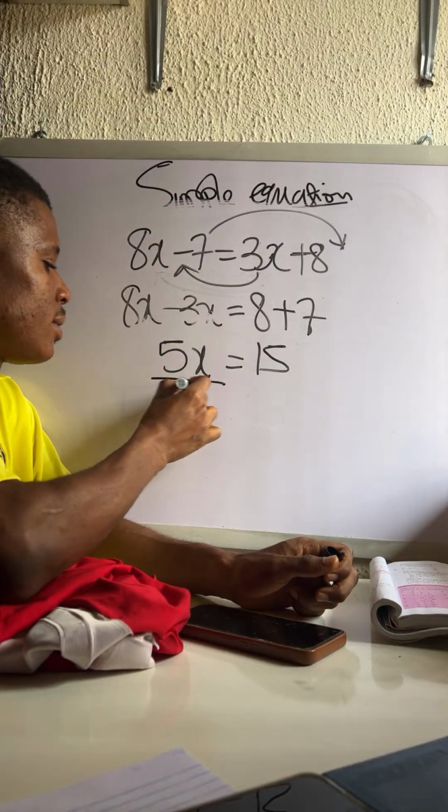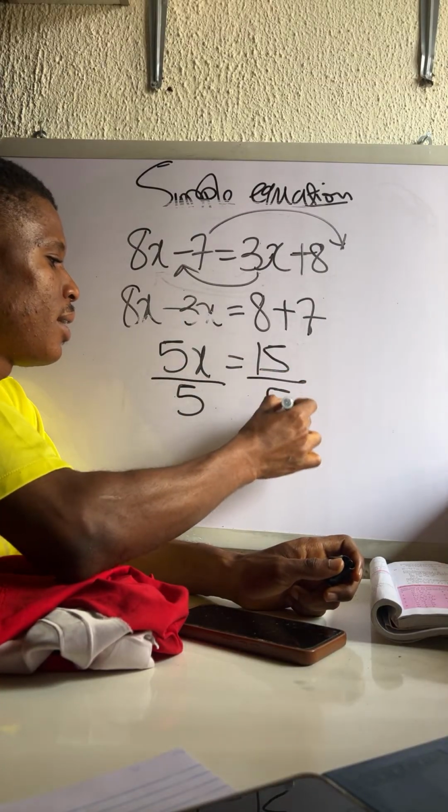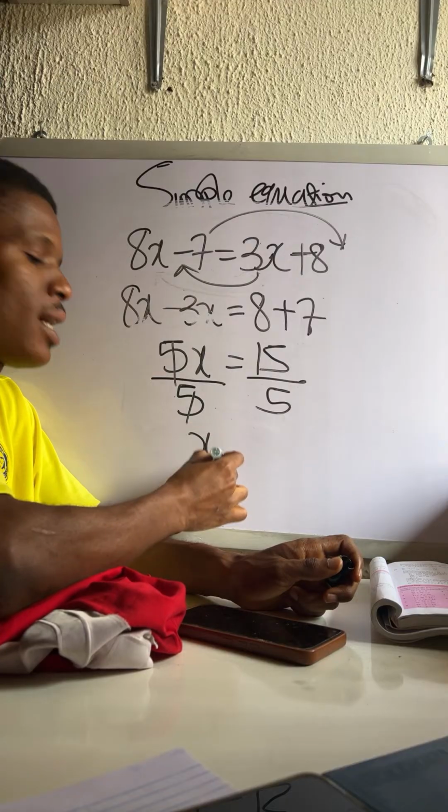Then to get x, we divide by 5 and divide by 5. If you divide by 5, x is out.